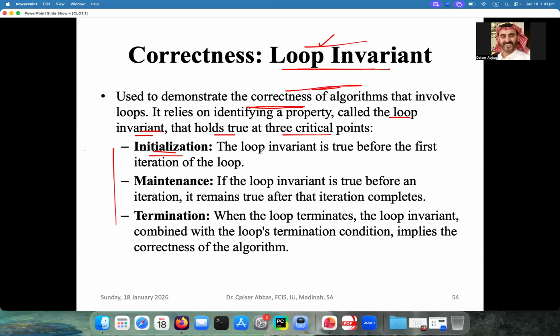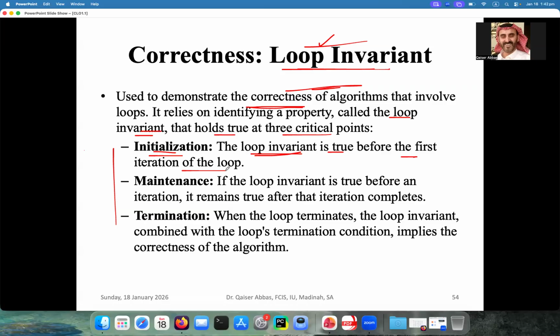You have to show that your loop invariant, which is your statement, your property, your theory, is true before the first iteration of the loop. So your loop is there, the loop has not started yet. Before the first iteration of the loop, you have to show that your loop invariant is true. Before the start of the loop, okay?